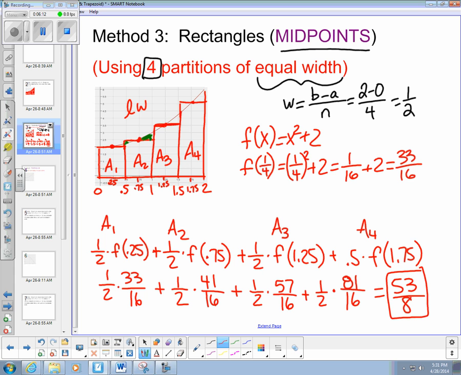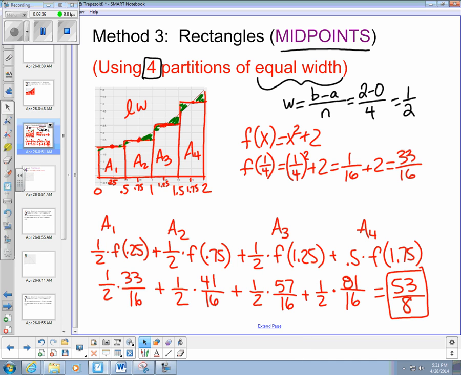Okay. Now again, that's just an approximation. It is better than a left or right sum because on some sides you're getting too much area, but on the other side you're not getting enough area. So it kind of balances out. It's not perfect because those regions are not equal. Okay? But it is better than a left or a right sum.